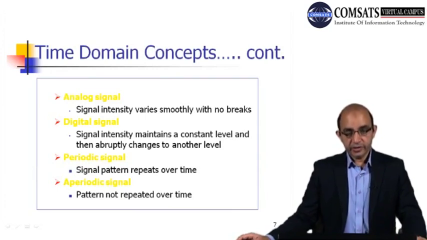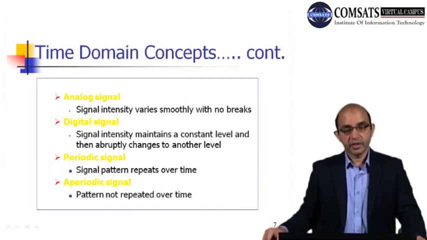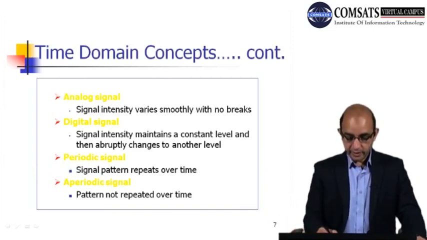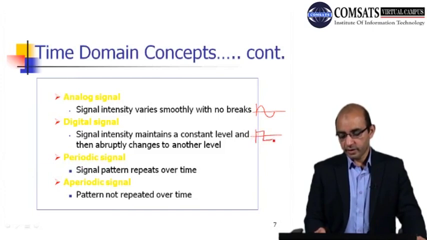And then we have the digital signal. The signal level maintains for a certain amount of time, right, and then abruptly changes to another level, right? So here, let me draw. This is an example of an analog signal, right? And this is an example of a digital signal, right?